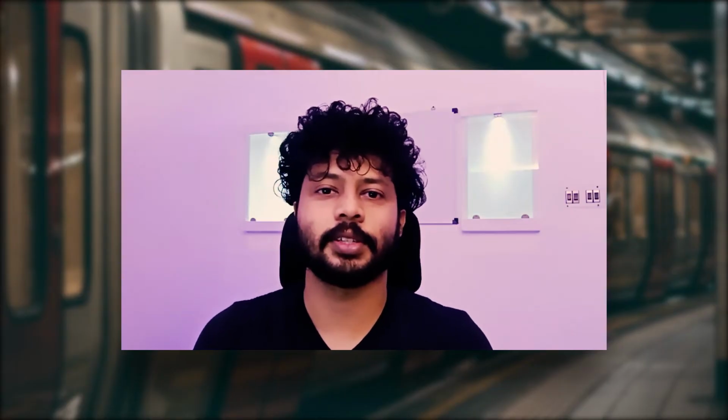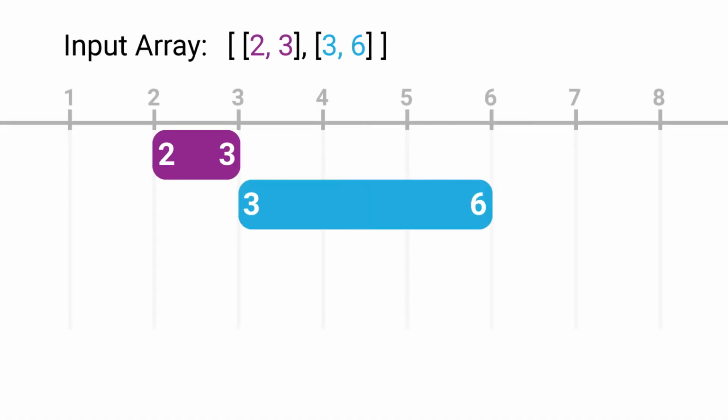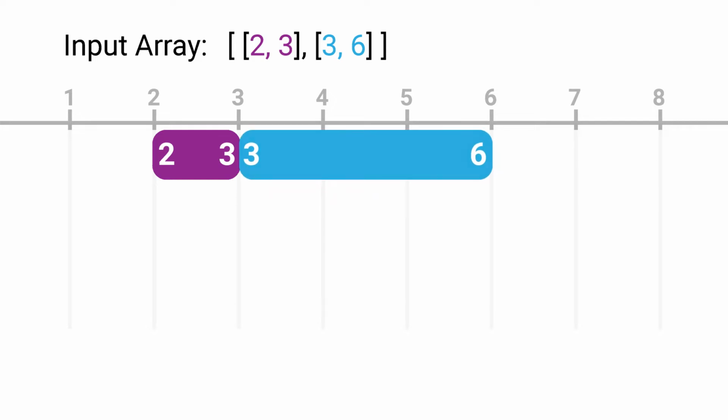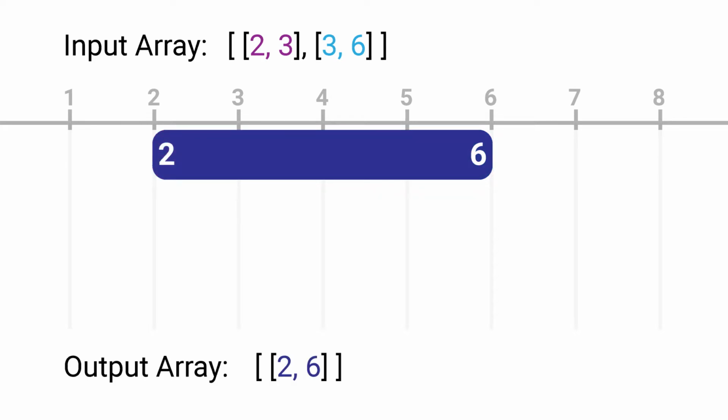The second scenario is two intervals are touching each other. In this case, as per the problem statement, we can merge them together into a single interval. When we are creating a new interval, the starting number will be the minimum of the two starting numbers and the ending number will be the maximum of the two ending numbers. We will add this new interval to the output array.